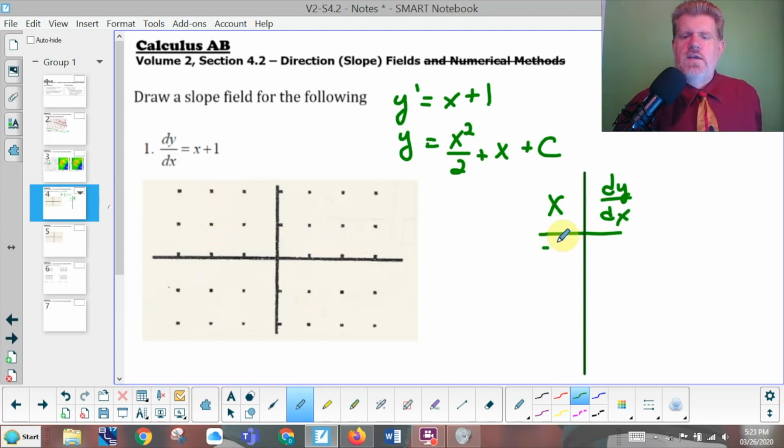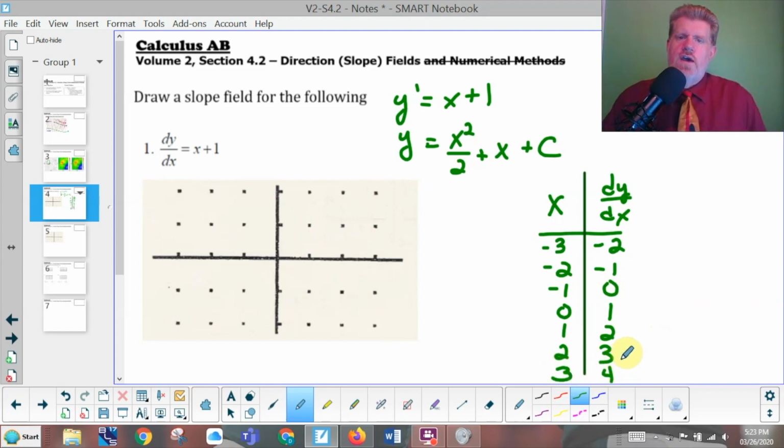So let's say we pick -3. If I put x into this equation, -3 plus 1 is -2. So this basically says wherever x equals -3, the slope is -2. Wherever x is -2, the slope is -1. Wherever x is -1, the slope is 0. Wherever x is 0, the slope is 1. Wherever x is 1, the slope is 2. We're adding 1 to it. When x is 2, the slope is 3. When x is 3, the slope is 4.